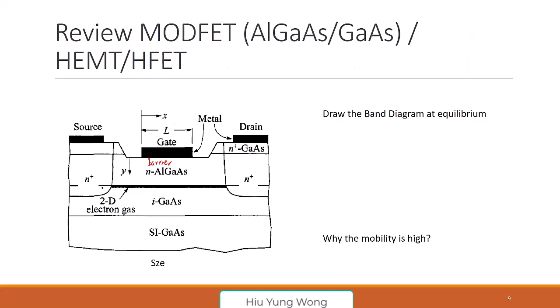Now, before I continue, I want to review, right? I don't know if you learned this before, but it doesn't matter. We are not going to test you. But there was a device called MODFET. What does it mean? It means modulation doped FET, or it is called HEMT, high electron mobility transistor, or it is called HFET, heterostructure field effect transistor.